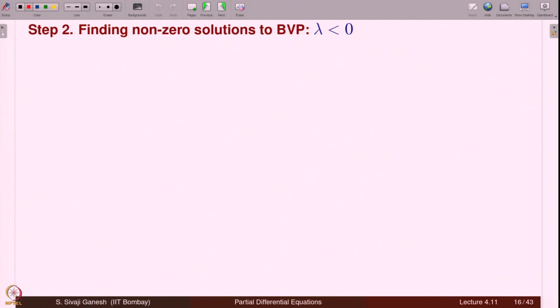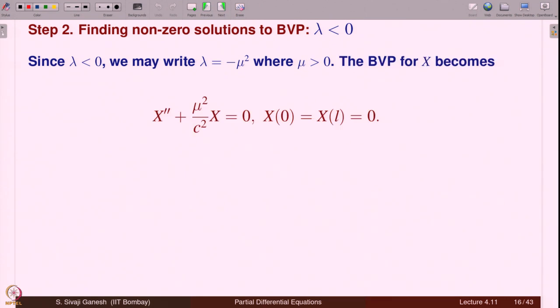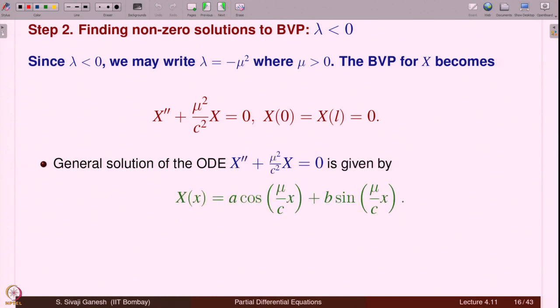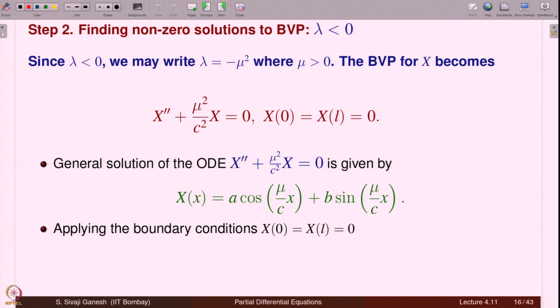So, now let us search for negative eigenvalues, whether such eigenvalues are there or not. Since lambda is negative, we may write lambda equal to minus mu square, where mu is positive. The BVP for x becomes x double dash plus mu square by c square x equal to 0, x of 0 and x of L, both of them are 0. Now, a general solution of this ODE is in terms of sines and cosines. So, it is A cos (mu by c x) plus B sin (mu by c x). Now, we have to see whether there are non-zero A and B for which these boundary conditions are satisfied.